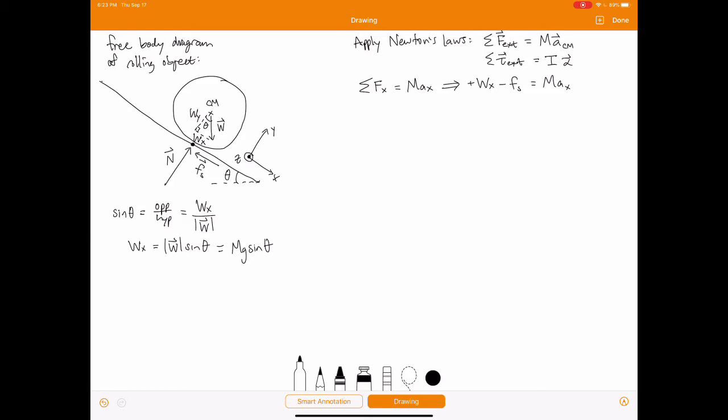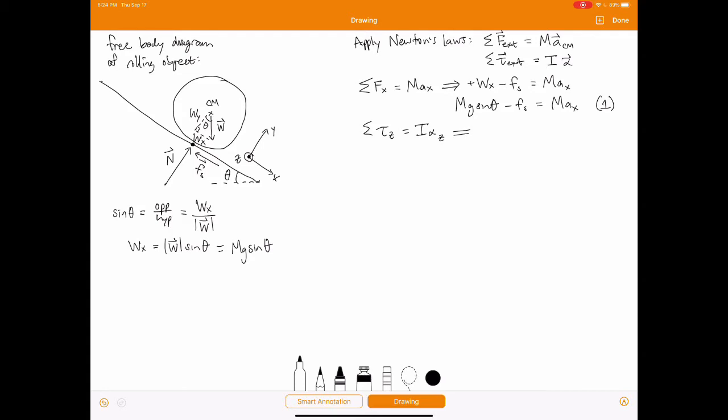Okay, so when it comes to wx, we worked out that's mg sine theta. So we have mg sine theta minus fs, the static friction, equals m times ax. Let's call this equation number 1. Okay, next, we can say the net torque in the z direction is equal to I times alpha z.